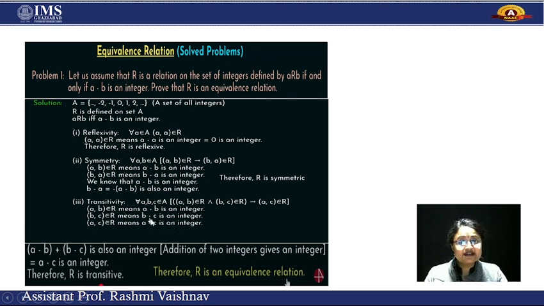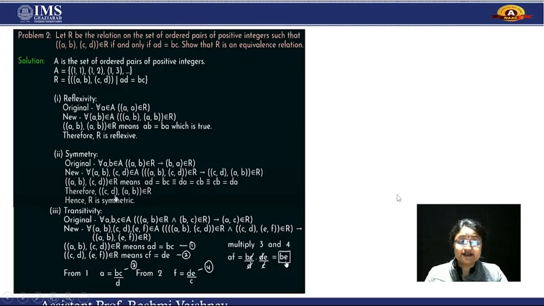A minus C is an integer, it indicates again that all three properties, symmetric, reflexive and transitive, have been satisfied. It means the given relation R is an equivalence relation. Okay, now let's move on to one more example.